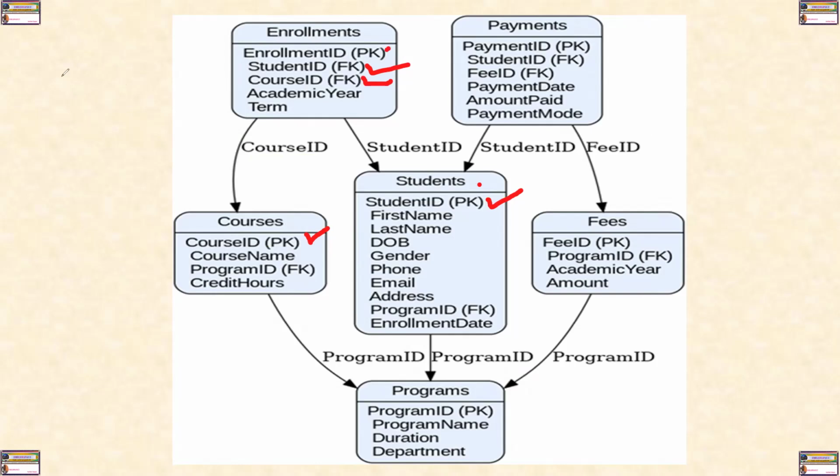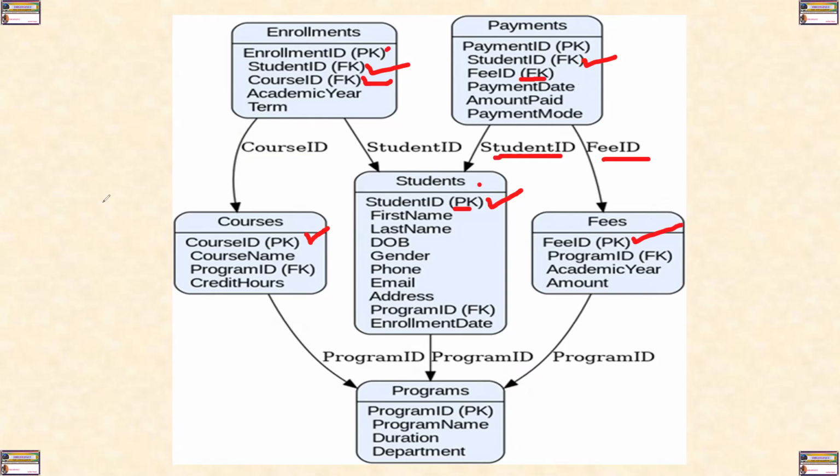We have the payments table. The payments table is related to two other tables, the students table and the fees table. Through what? The payments table is related to the students table through the student ID. As you can see, in the students table, the student ID is the primary key. If you check in the payments table, the student ID becomes the foreign key. We look at the fees. The payments table and the fees table are related through the field we are calling fee ID. Therefore, in the fees table, it is called primary key. In the payments table, the fee ID is called foreign key.